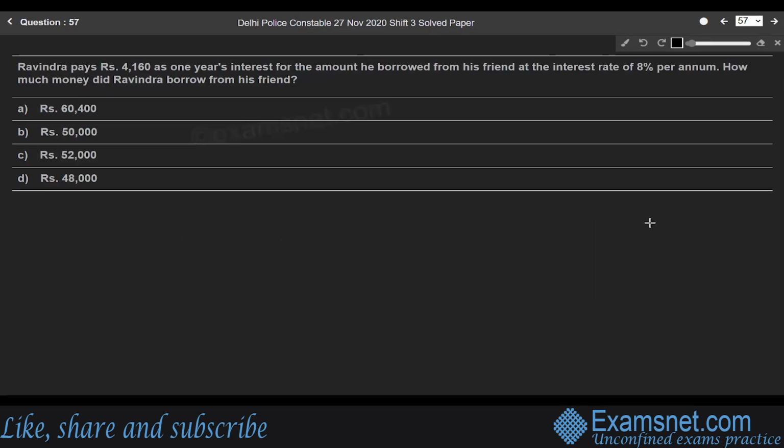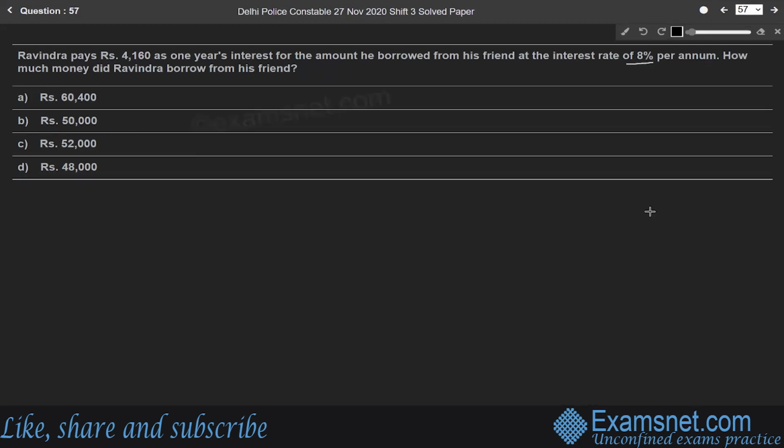Question 57. Ravindra pays rupees 4,160 as 1 year interest for the amount he borrowed from his friend at the interest rate of 8% per annum. How much money did Ravindra borrow from his friend? So here Ravindra pays 4,160 rupees as 1 year's interest. Therefore, simple interest I is equal to 4,160 rupees. And the time period T is equal to 1 year, which is given.